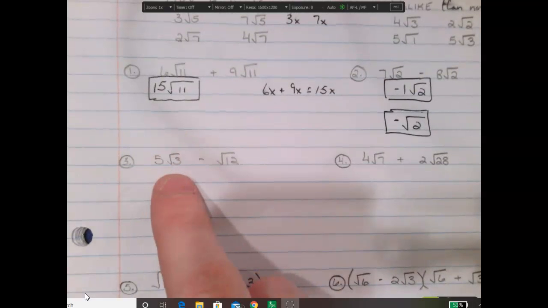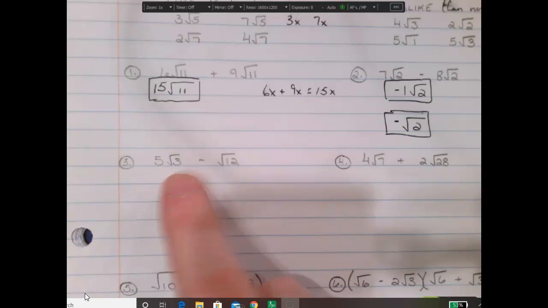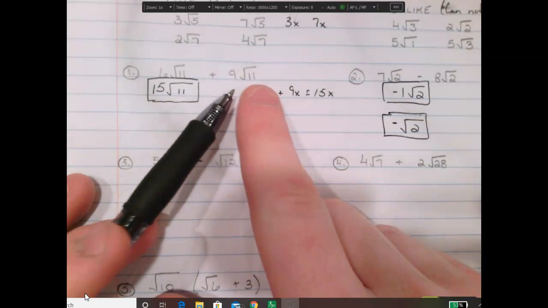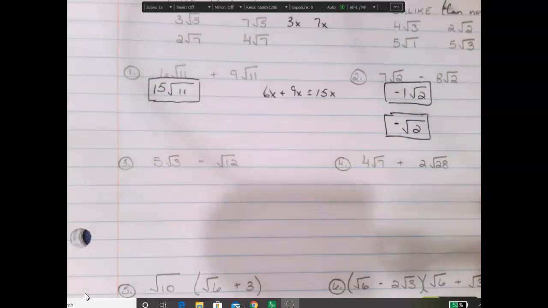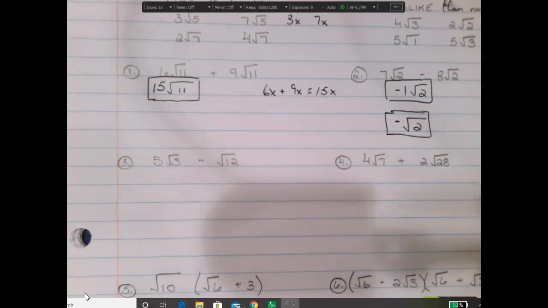Let's look at number 3. On this one, I've got 5 radical 3 minus radical 12. Well, already off the bat, you should be looking at these saying radical 3, radical 12, those are unlike. Yes, they are unlike. However, I can simplify one of them. So we need to be looking ahead and asking, can I simplify one of my radicals? My general rule of thumb, guys, if it's a prime number, such as 11, such as 2, such as 7, such as 5, such as 3, if it's a prime number underneath the radical, it's as simplified as it can go. You cannot simplify it anymore.